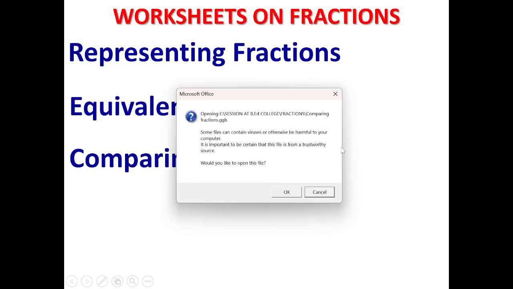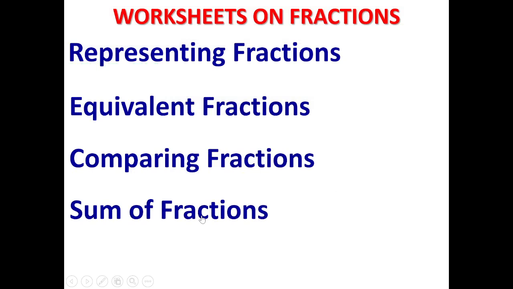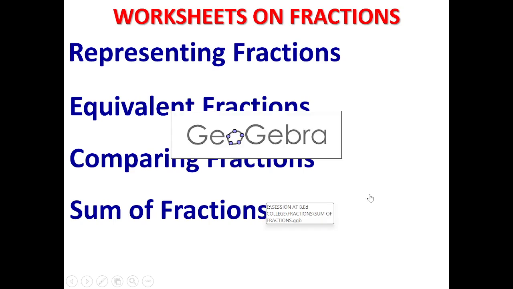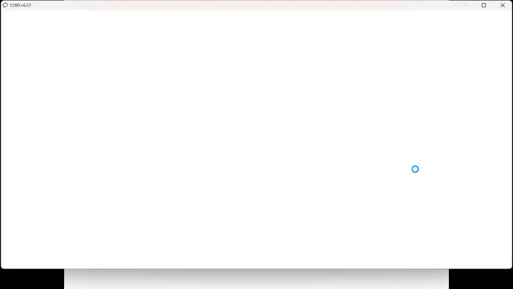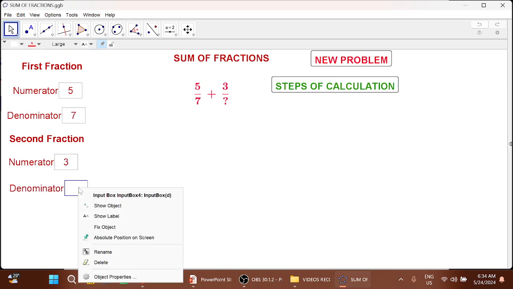Now the next one is sum of fractions. Normally the child will have a lot of confusion in this, and this happens even in higher secondary classes. Whenever they have to add two fractions, they make a lot of mistakes, there are a lot of misconceptions and miscalculations. For example, I will take 5 by 7, just a very simple one, and 3 by 8.